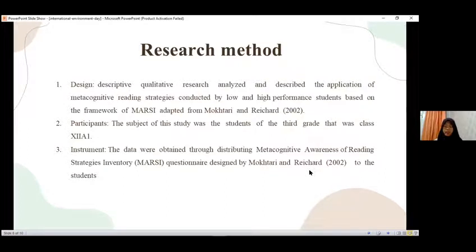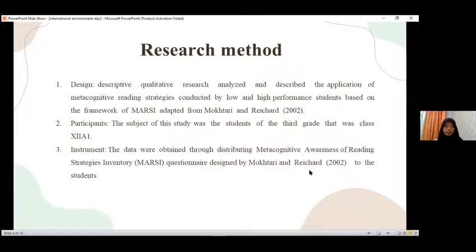C. Instrument. The data were obtained through distributing the Metacognitive Awareness of Reading Strategies Inventory, MARSI, questionnaire designed by Mokhtari and Reichard 2002 to the students in order to find out the types of metacognitive reading strategies applied by high-performance students and low-performance students and how often they use certain types of strategies.